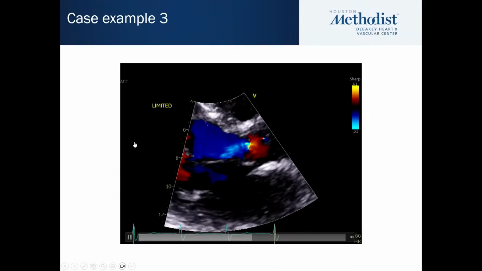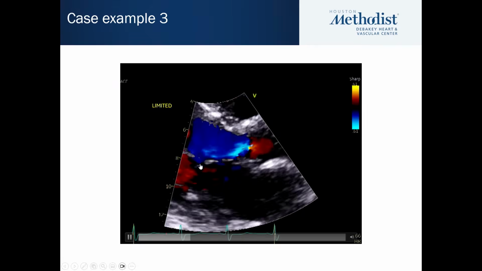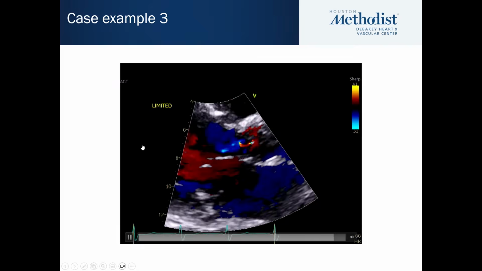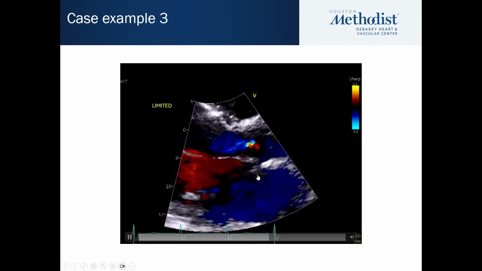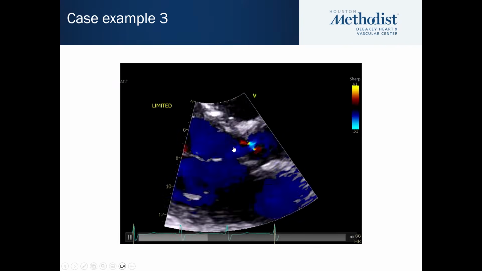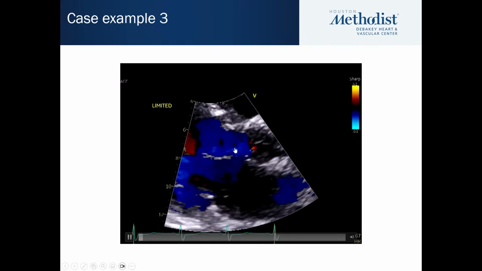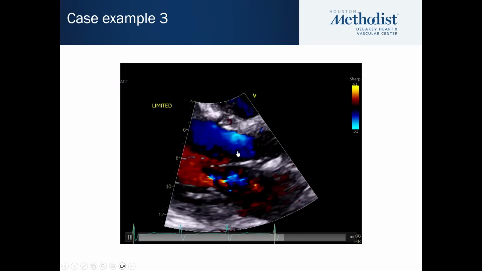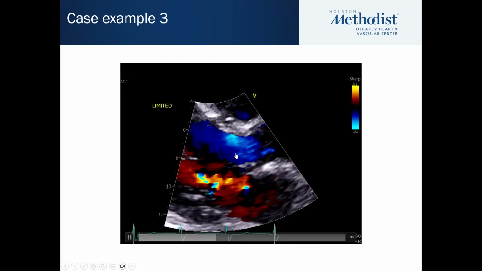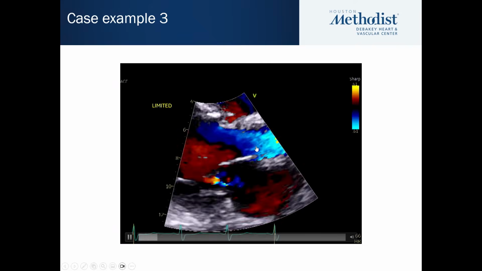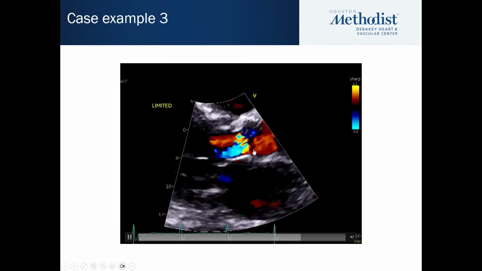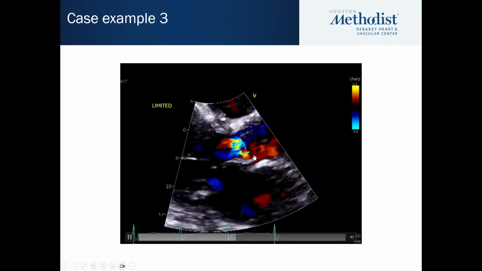All right. Here's a third example. So what do you guys think of this jet? Frame rate is not so bad. You can always say we want more images. So we see AR. Do you think it's definitely mild, or could there be more to the story?